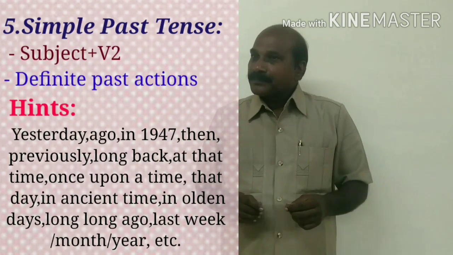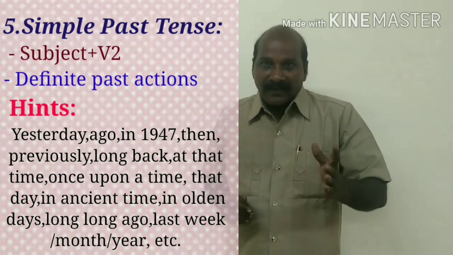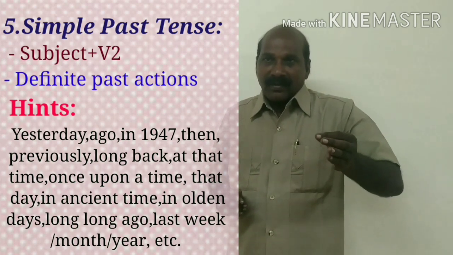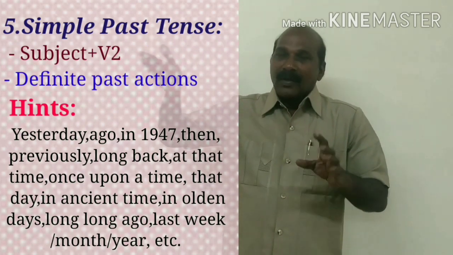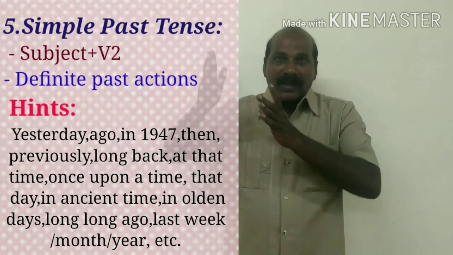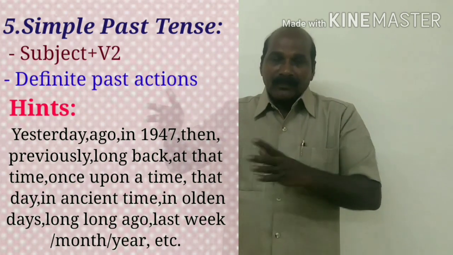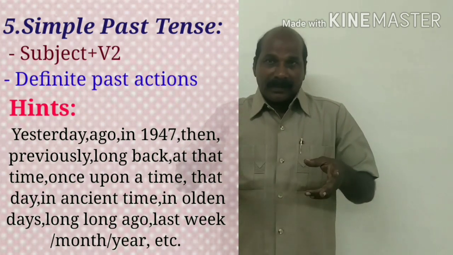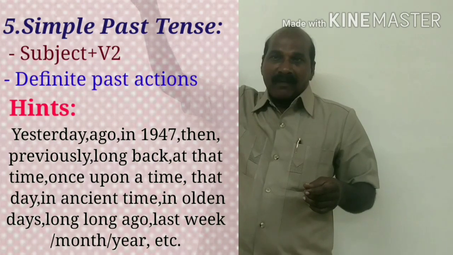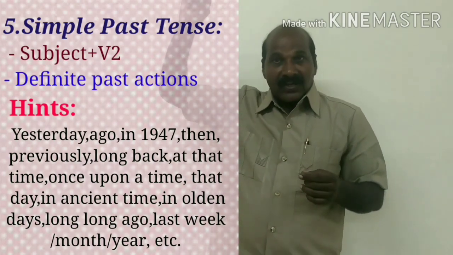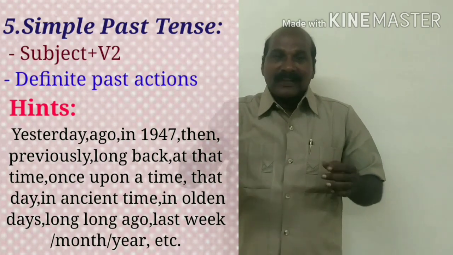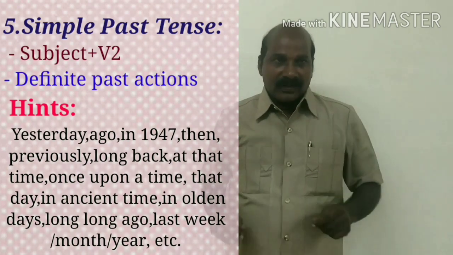For example, I met my friends yesterday. Once there lived a king. Last week they enjoyed a party. India got independence in 1947. People worshipped nature in ancient time. These are some of the examples for simple past tense.